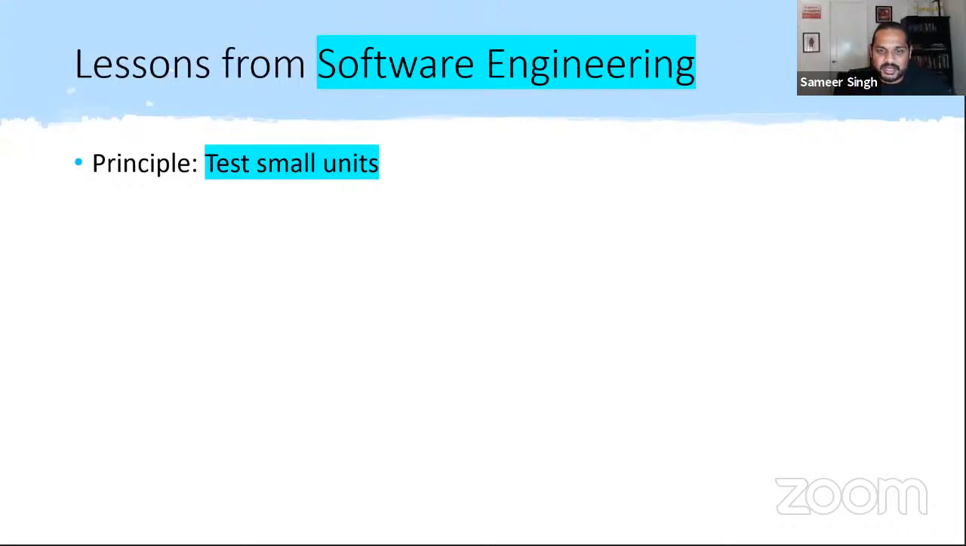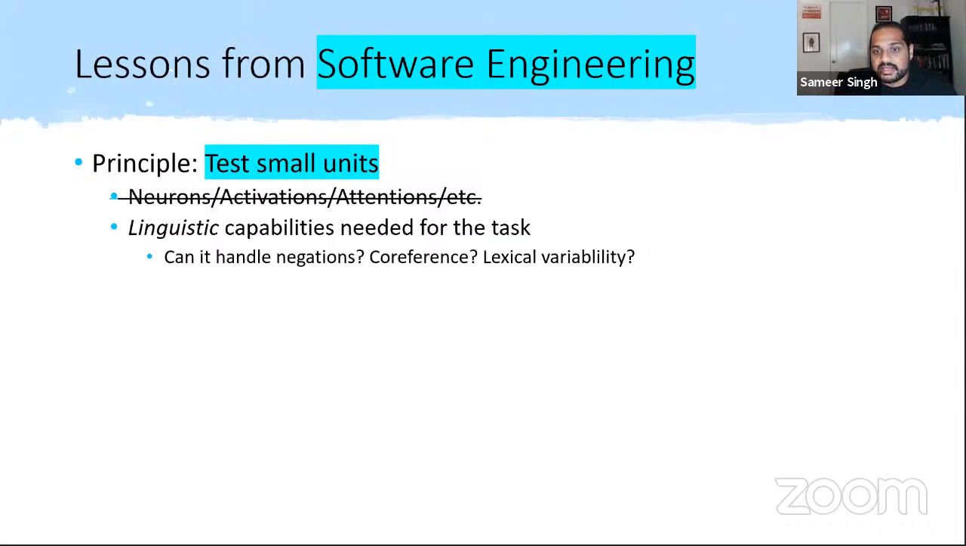Specifically, I think the temptation is to think of this as, hey, you're looking at neurons or activations or attentions or something at that level, and that's not what we're interested in. The way we define these small units is very specific to the task you're looking at. In some sense, it's more about the linguistic capabilities that are needed for the task, right?